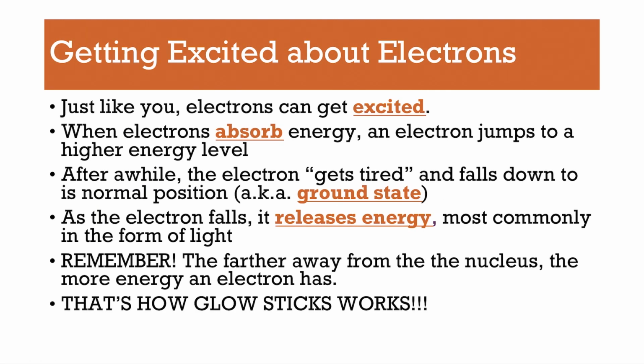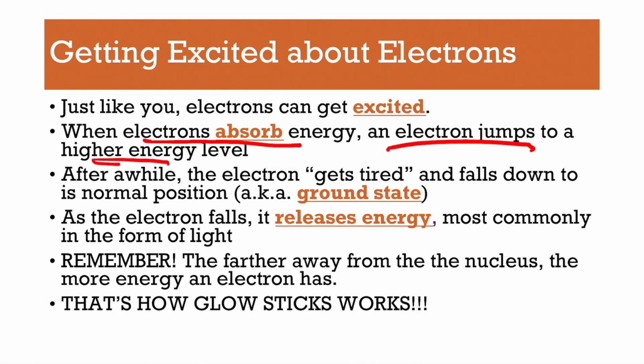Okay, so just like you, electrons can get excited. When an electron gets excited, it absorbs energy. Now, that electron has more energy than it started with. And so it has to go somewhere. It can't stay where it is. And remember, electrons with more energy go farther away from the nucleus. So that excited electron jumps up to a higher energy level. So the electron absorbs energy, then it jumps to a higher energy level.